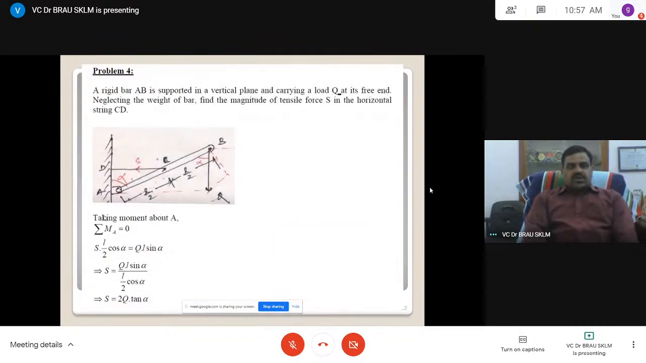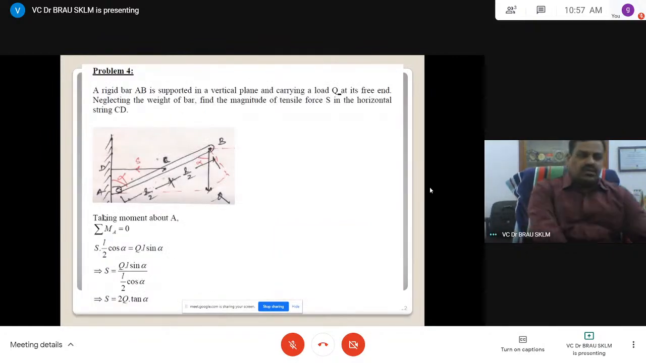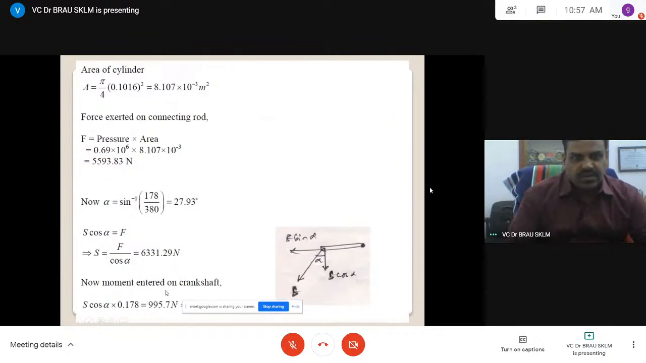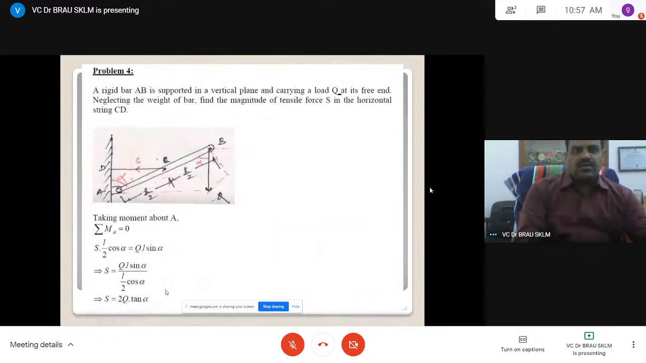Now let us note down the last problem in this particular concept. A rigid bar AB is supported in a vertical plane and carrying a load Q at the free end. Neglecting the weight of the bar.